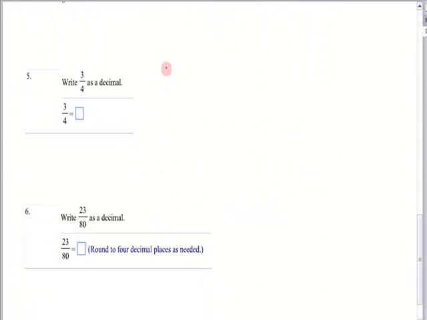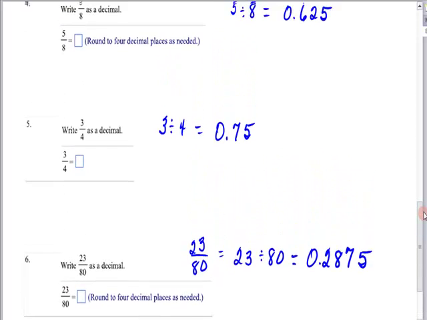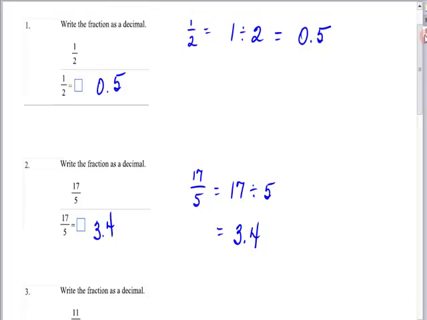All right, 3/4. 3 divided by 4 is going to give you 0.75. All right, next one, 23 over 80. All right, I'm grabbing my calculator. 23 divided by 80. And that gives me 0.2875. It terminated, because if you looked at the prime factorization of 80, you would find it is made up of 2's and 5's. So if it's made up of anything besides 2's and 5's as prime factors, it will repeat. If it's made up of exclusively 2's and 5's as prime factors, it will terminate.